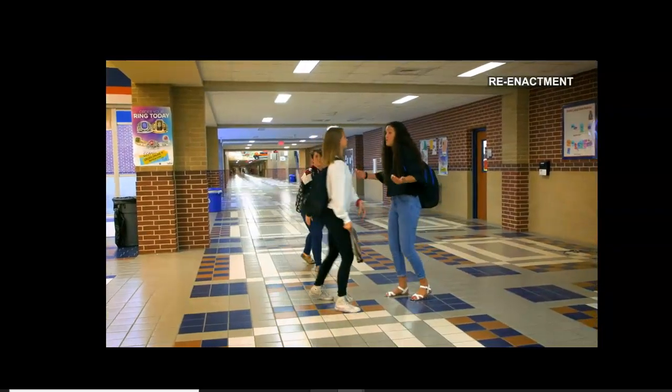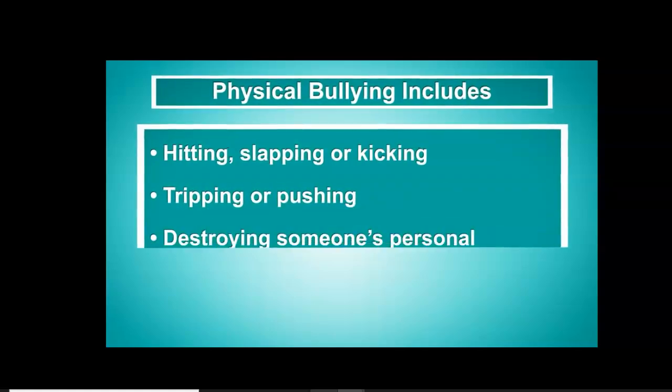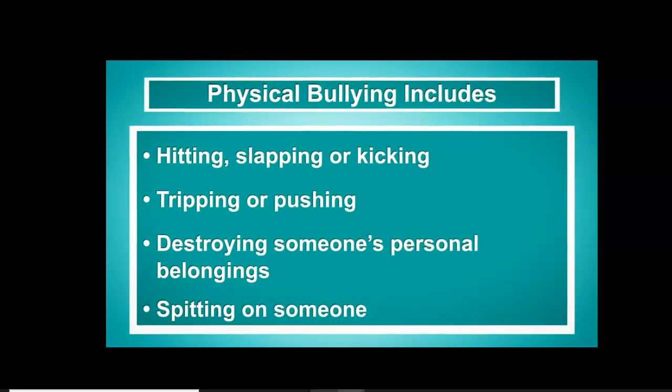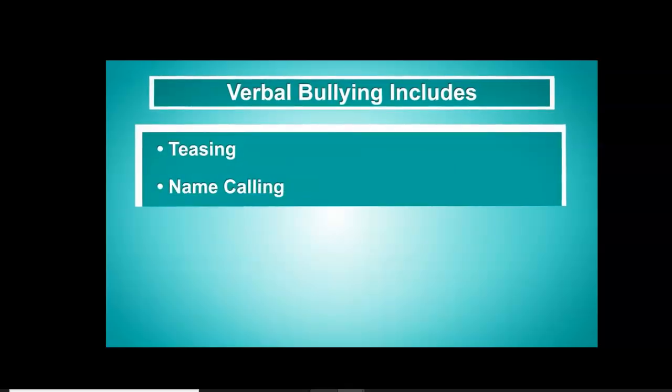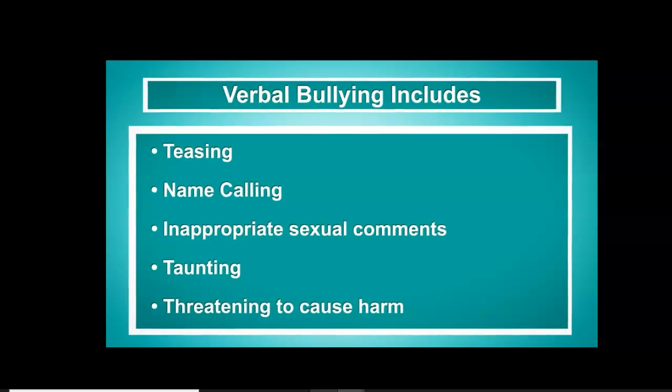Physical bullying is the most obvious form of bullying and usually easier to spot because it involves physically aggressive acts to gain power and control over the target. Examples of physical bullying include hitting, slapping, or kicking, tripping or pushing, maliciously destroying someone's personal belongings, as well as spitting on someone. Verbal bullying is used to demean and belittle another person and is just as harmful. This action includes teasing, name-calling, inappropriate sexual comments, taunting, and threatening to cause harm.